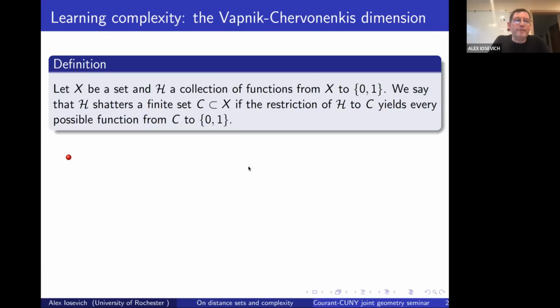So some basic definitions. X is a set. H is a collection of functions from the set to {0, 1}. And we say that H shatters a finite set C in X if the restriction of H to C yields every possible function from C to {0, 1}.